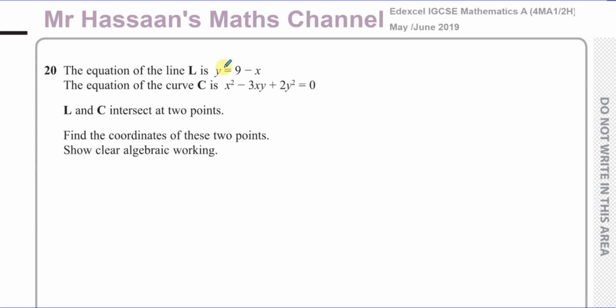So here we have a straight line and here we have a curve. Now this curve is not a typical quadratic or cubic, it's a bit of a mixture, because if you try to make y the subject, you'll end up with some reciprocal parts to it. So it's not a regular type of curve that we're used to.